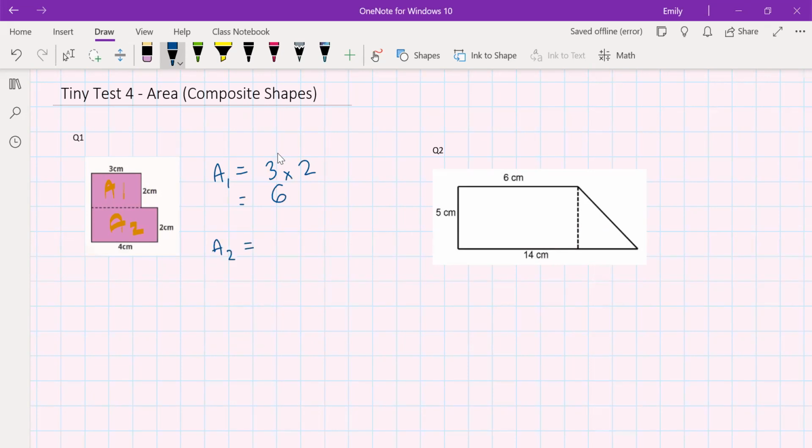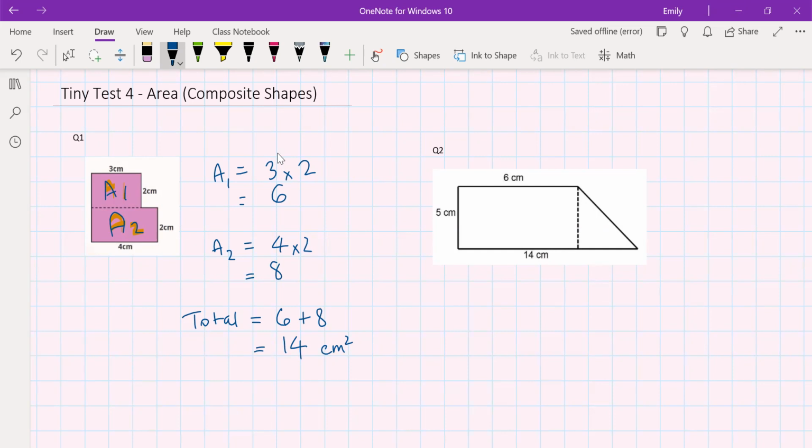The second one is the second rectangle there. The base times height, you can see it's 4 times 2, which gives us 8. Now the total is the two areas together, so A1 and A2 together. So 6 plus 8 is 14, and the units we're dealing with is centimeters squared. Still area, so we still need to square it. Hopefully you got that.